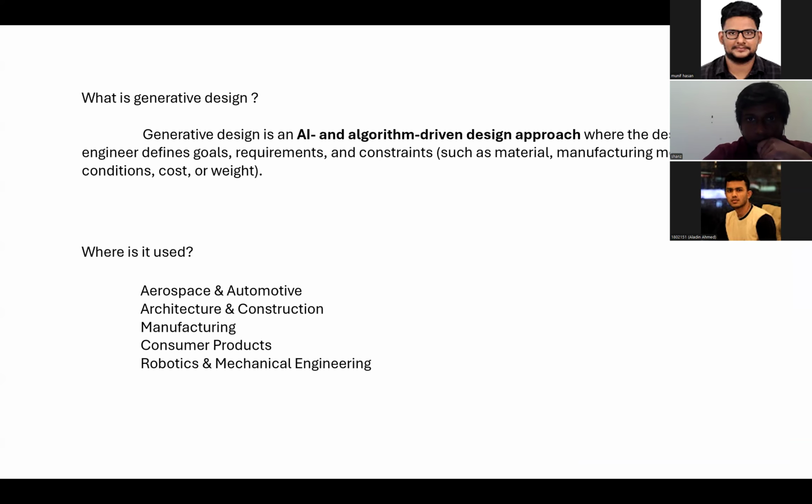So, what is generative design? Generative design is an artificial intelligence and algorithm-driven design approach where the designer or the engineer defines goals, requirements, and constraints such as material, manufacturing methods, load conditions, costs, and weight. It is usually used in the following sectors: aerospace, automotive engineering, architecture, construction, manufacturing, robotics, mechanical and mechatronics engineering, and the research and development sector.